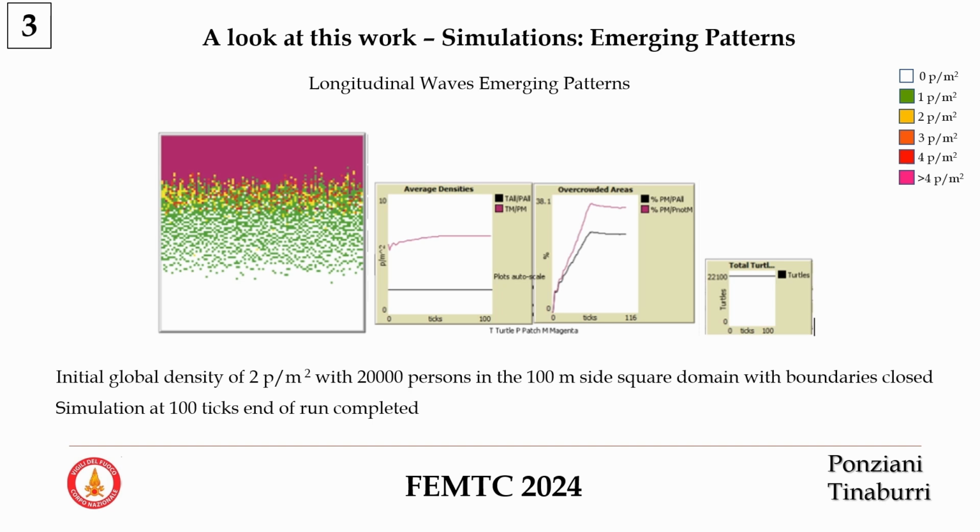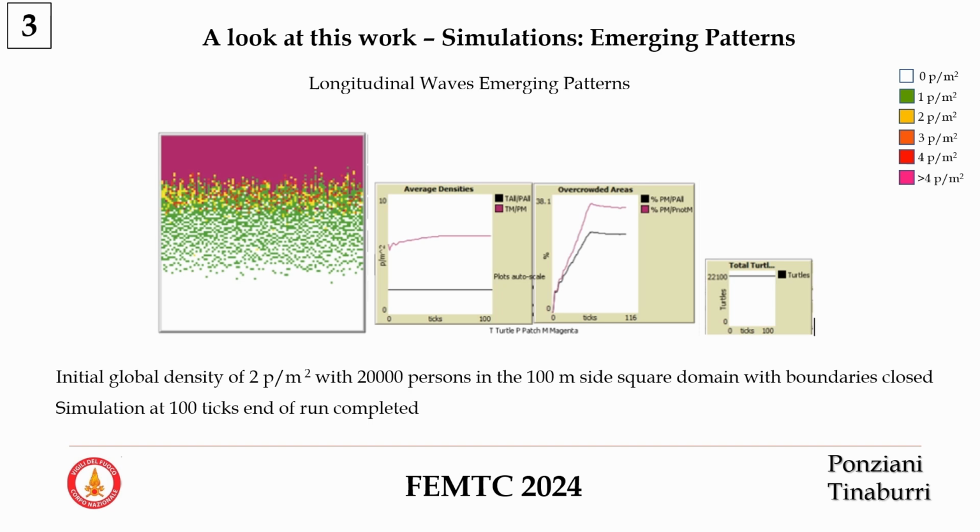Here we have a look at them. Longitudinal waves emerging patterns at the end of 100 ticks of runtime. Initial global density of 2 persons per square meter. The magenta color shows the way the pressure is set in the upper part where the people remain with a higher value of local density.